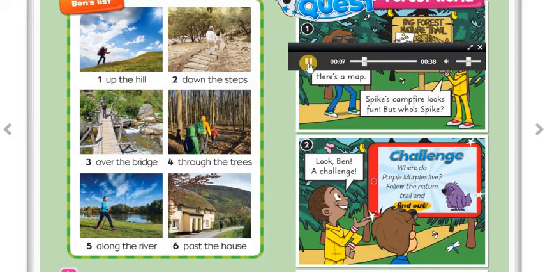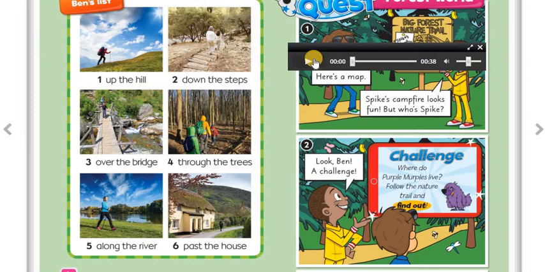1. Up the hill. 2. Down the steps. 3. Over the bridge. 4. Through the trees. 5. Along the river. 6. Past the house.